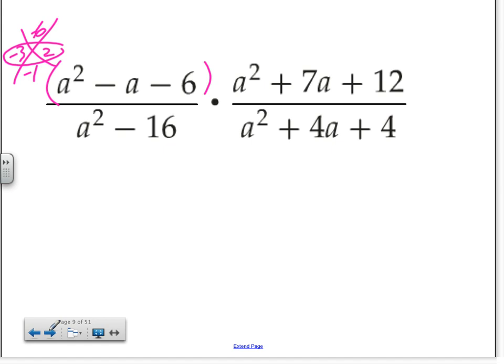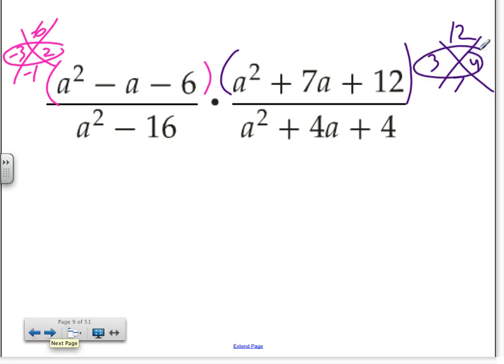I'm trying to use different colors to show you here. But take a look at this. We can still use the X-box in this one, right? What do I put on top? 12. And 7. What times what is 12 and adds up to 7? 3 and 4. Very good. So we got that. Here's the next one.